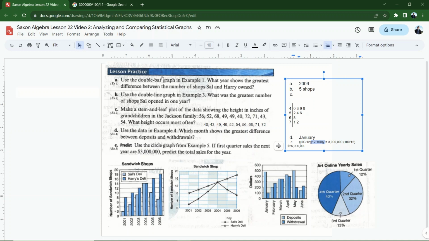Alrighty, now you know how to use graphs, how to interpret graphs to get the data that you're looking for. For next time, you should be able to work lesson 22, 1 through 30.